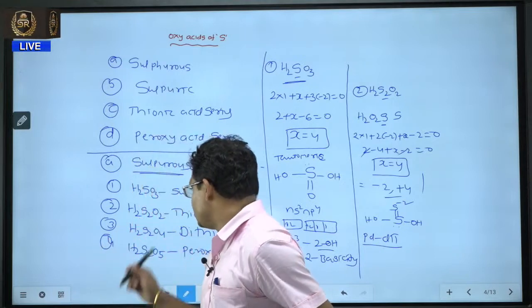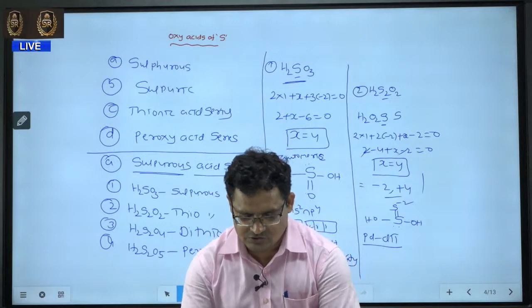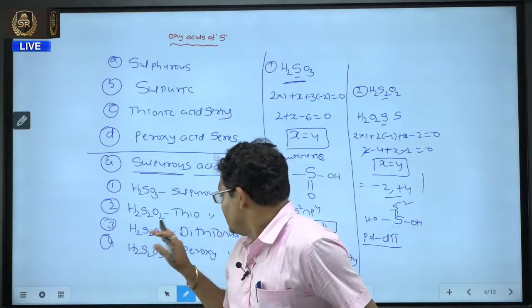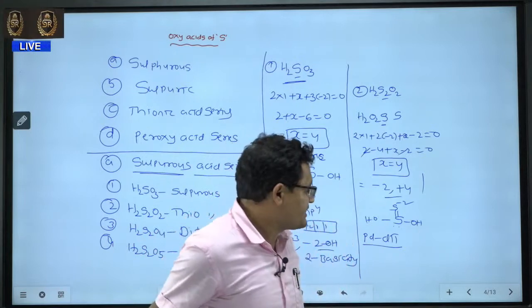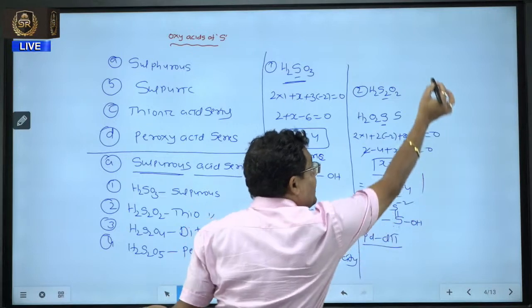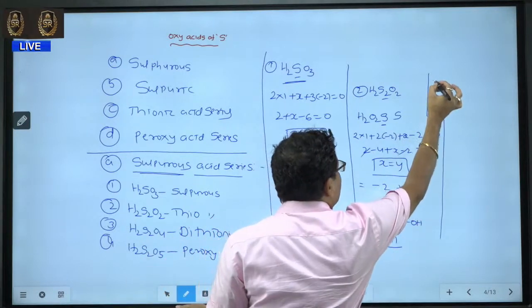After this thiosulfurous acid, the next one is H2S2O4. That is dithionic acid. What is dithionic acid? Now let us discuss dithionic acid. What is the meaning of this? The formula is H2S2O4.